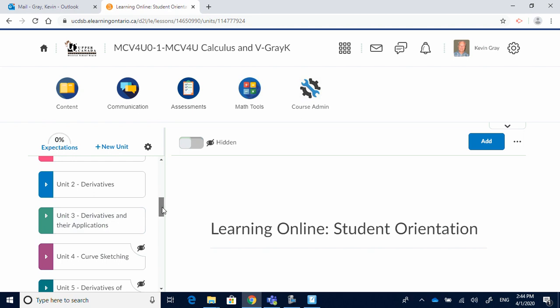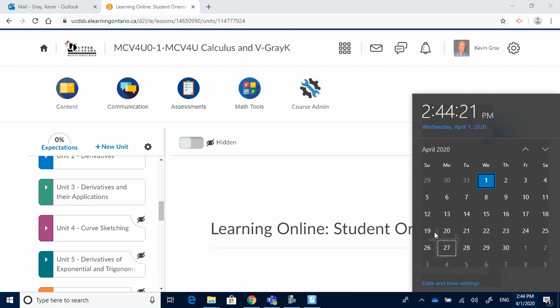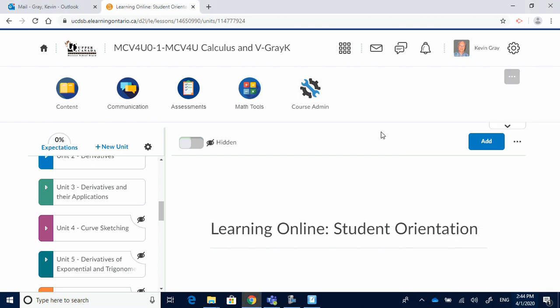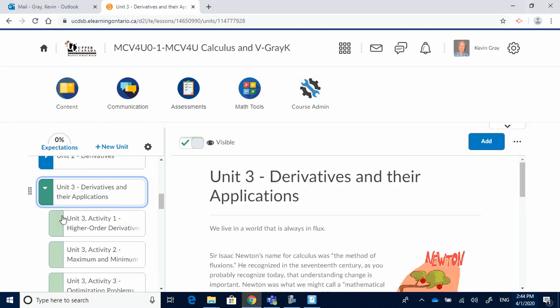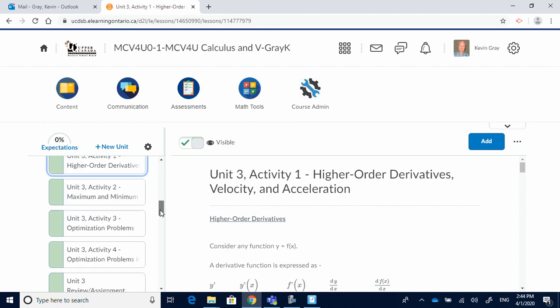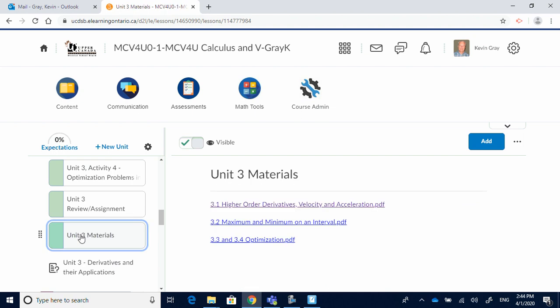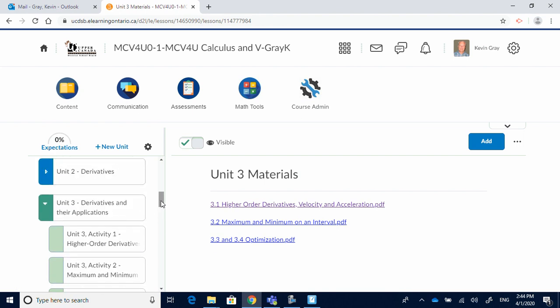So in Unit 3, we're going to start Monday and Tuesday. I think that's Monday, April the 6th, and Tuesday, April the 7th. Click on Unit 3, and let's go into Unit 3, Activity 1, higher order derivatives. We're going to do a short lesson on that. If you want the Smart Notebook file, it's under Unit 3 materials at the bottom of the unit, and it's this file right here. That's a PDF that I would give you in class. That's the note handout for sure. Now, if you want to do that and follow along, you can.